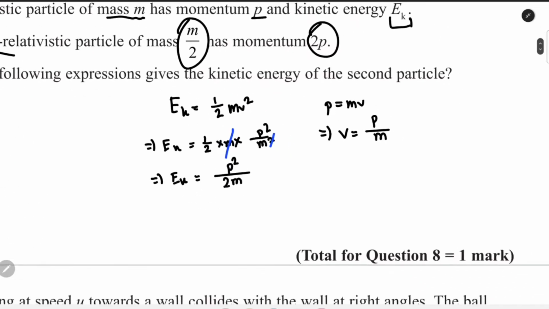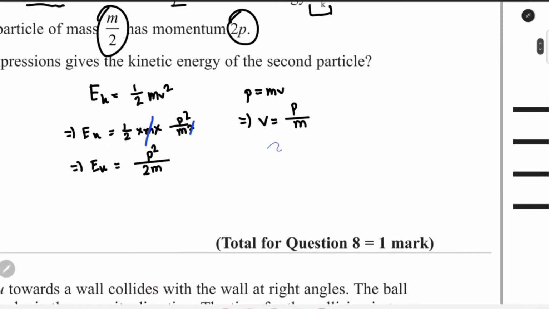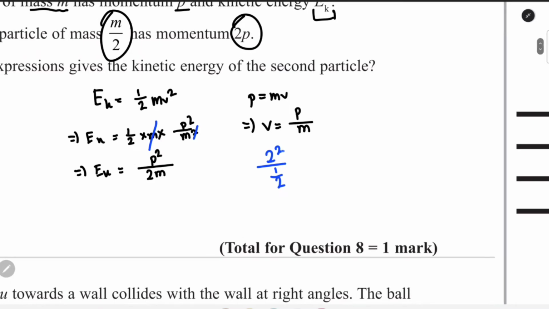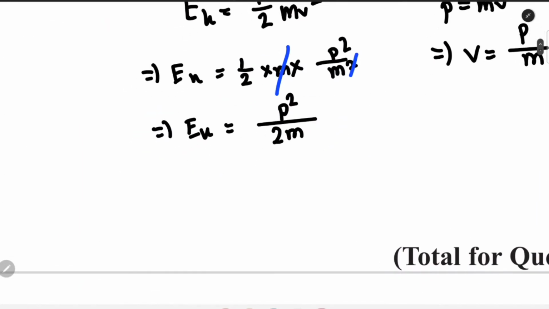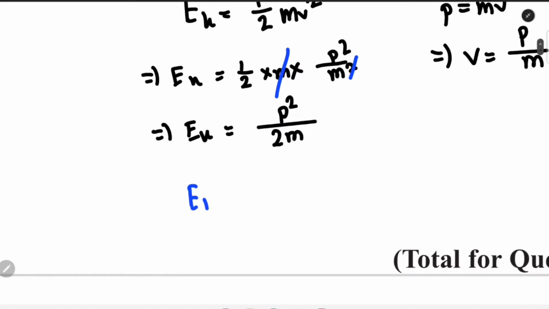Now, in this case, the momentum is doubled. So on top we have a 2 squared and the mass is halved. So on the bottom we have an m by 2. So the change is 2 squared divided by 1 by 2, which is 8. So this was Ek. Ek is p squared by 2m. Now the new Ek is 2p whole squared divided by 2 times m by 2.